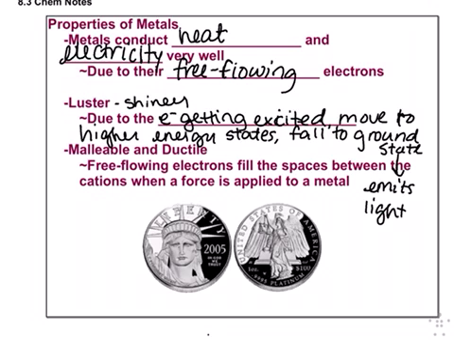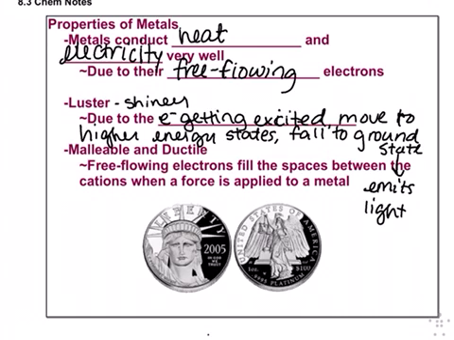So to kind of go back through that, the luster is due to electrons getting excited as the light hits it. They move very easily to the higher energy states because they're free-flowing electrons. As soon as they absorb that energy, they go to the higher energy states, and then they fall right back down to the ground state. And when they do that, they emit light.